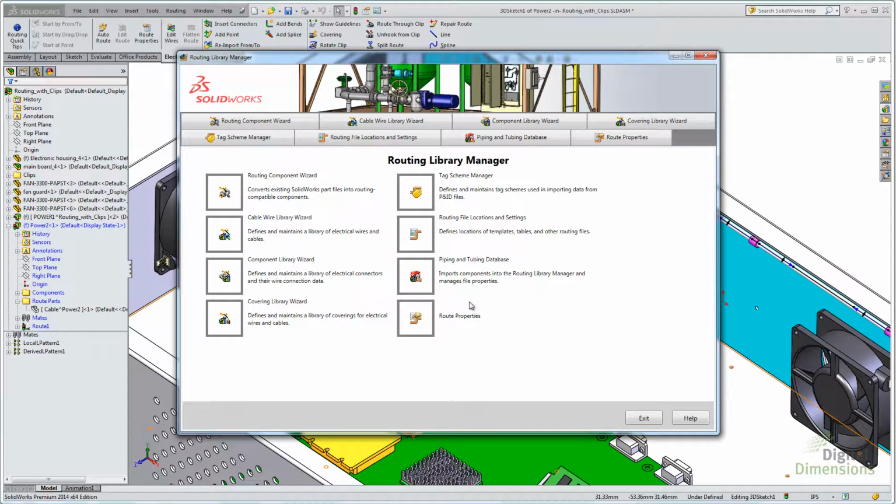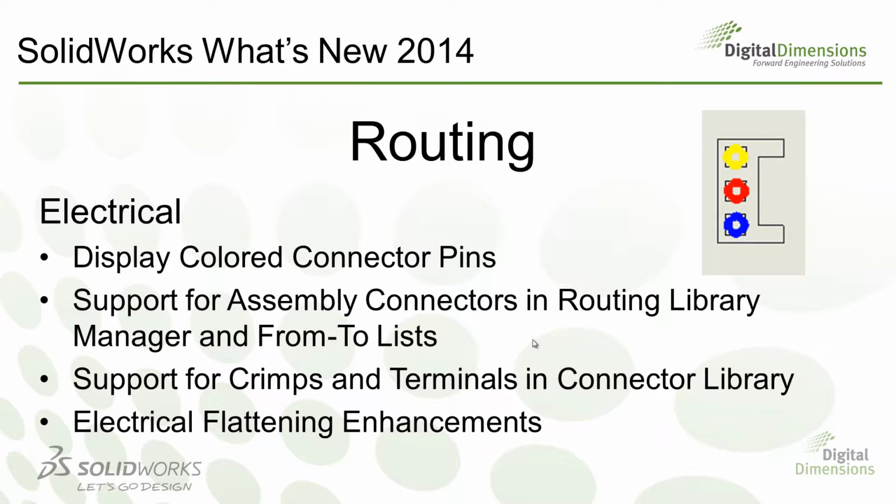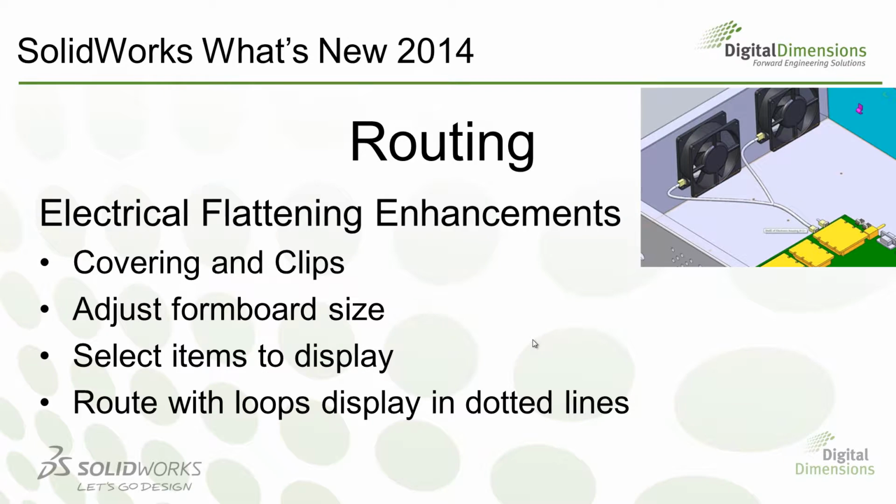I'll go back to the slides now. The next thing I'm going to show is some of the electrical flattening enhancements. Some of those include the support of coverings and being able to show the clips in a flattened route. You can also adjust the form board size now on a manufacturer route, and then also you can pick some of the different items to display, and then also you can now route with a service loop, and that service loop will show in a dotted line display. I'll go back over to SOLIDWORKS now.